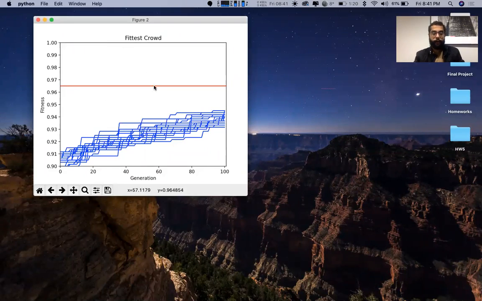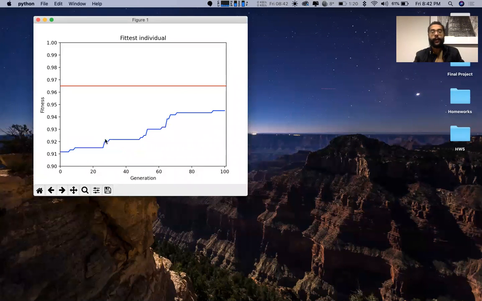Here we can see the improved fittest crowd by the unenhanced genetic algorithm, and in red, we can see the final solution fitness. As we can see here, the final solution is much better than the unenhanced genetic algorithm. Here is the best solution we get by the unenhanced genetic algorithm, and in red, we can see the final solution.